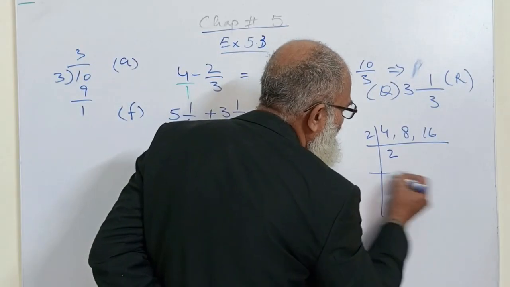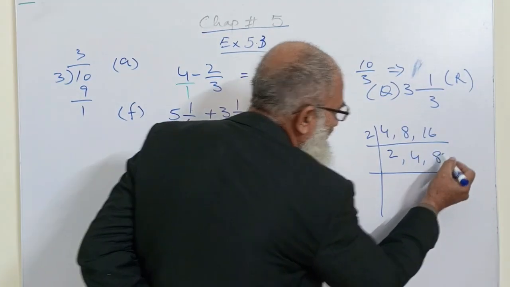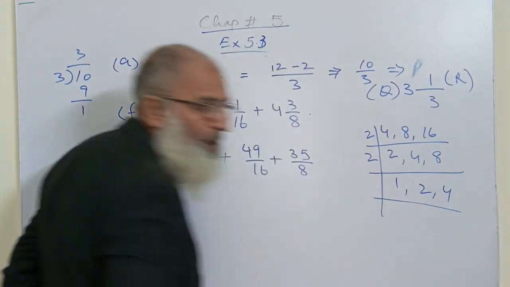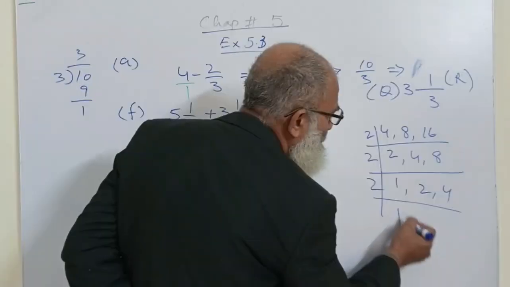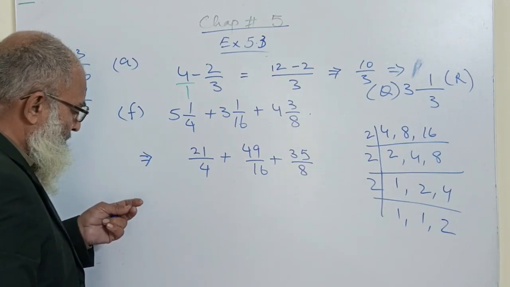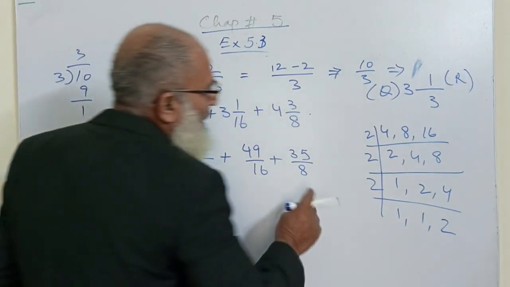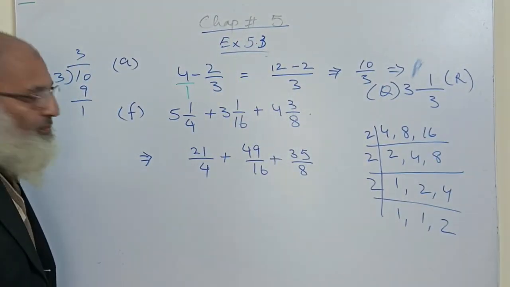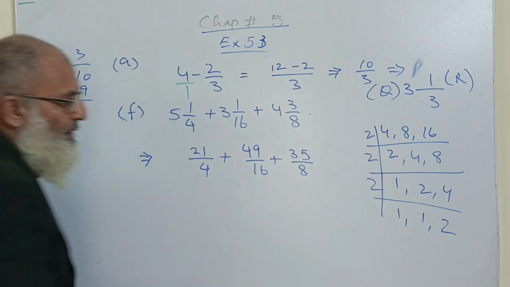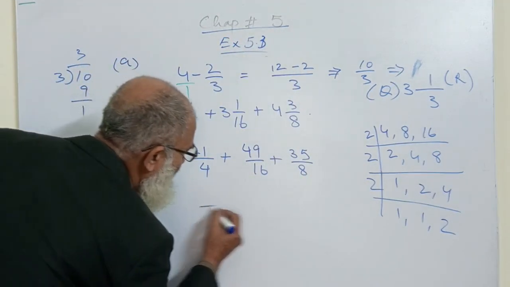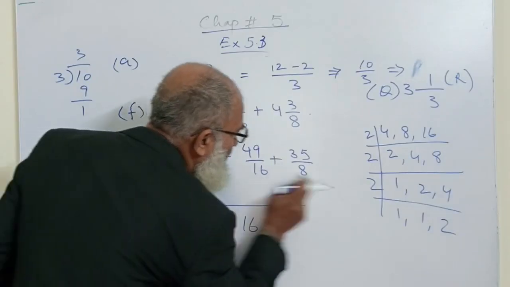2 times 4 is 4, 2 times 8. Still it is divisible by 2: 2 times 1 is 2, 2 times 4. Still it is divisible by 2: 2 times 1 is 2. Now what comes out of here? 8, 2 times 16, the largest one. Now the LCM is 16 for all these fractions.